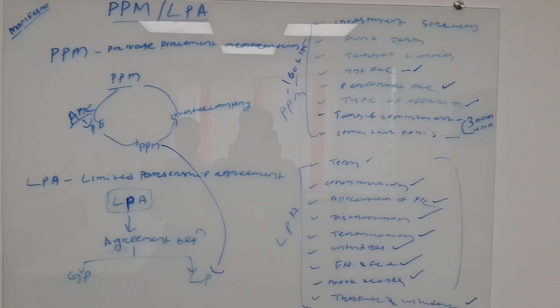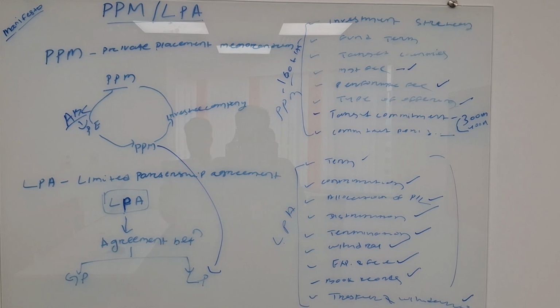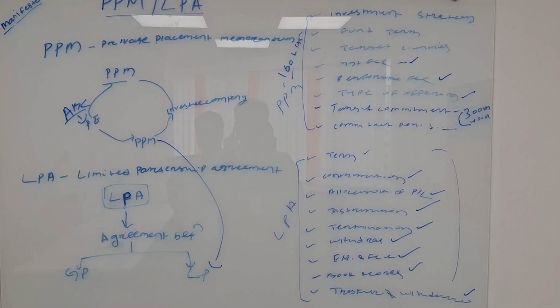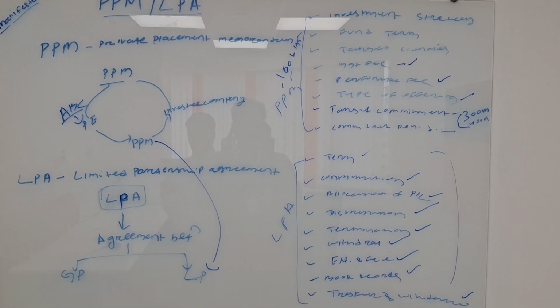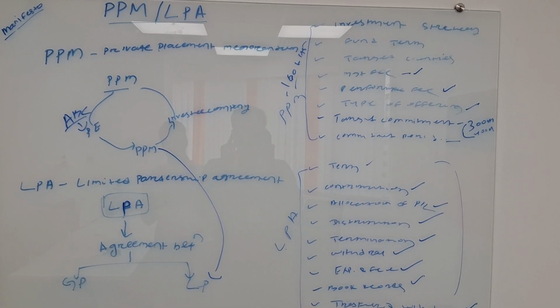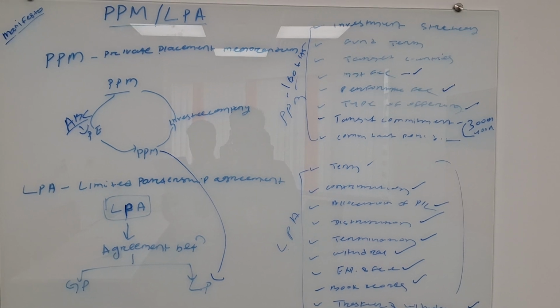Now we can discuss the theoretical PPM and LPA. Basically, the limited liability partnership agreement is a contract between the members of the LLP. Whereas the PPM, private placement memorandum, is used to present the public's investment possibility and make the fund attractive. Now you can see the PPM. PPM is from an investor's point of view.